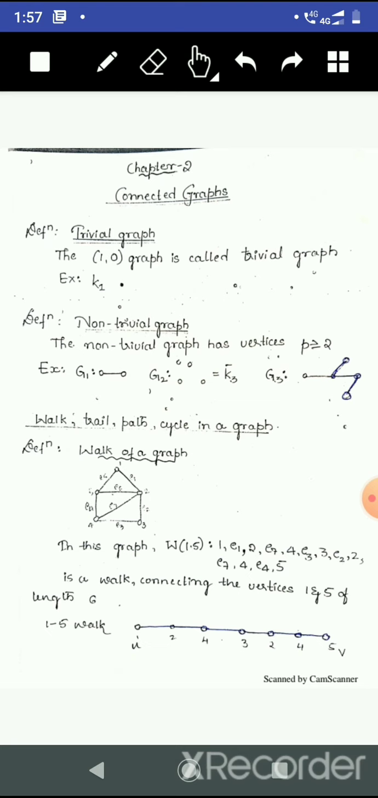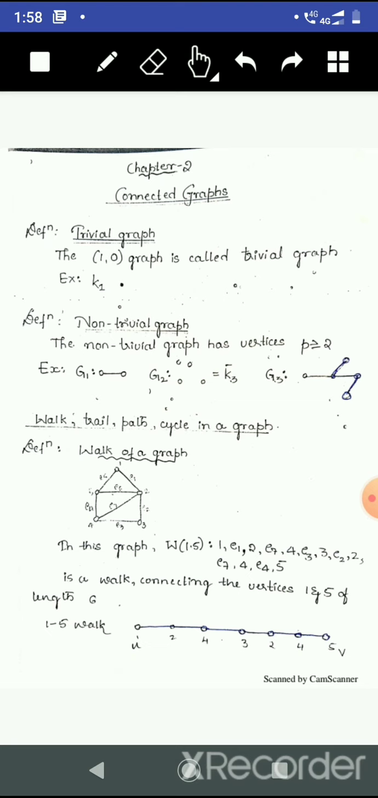For example, this G1 contains 2 vertices. G2 contains 4 vertices. This graph is called the complement of K3. G3 contains 5 vertices. Therefore, such graphs are called non-trivial graphs.